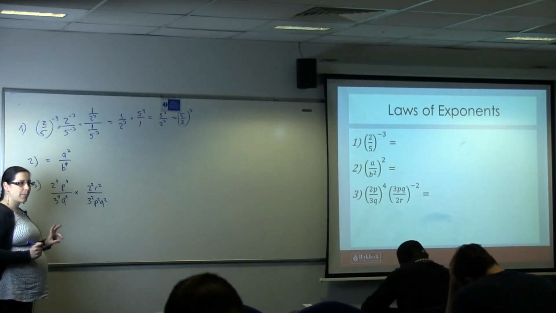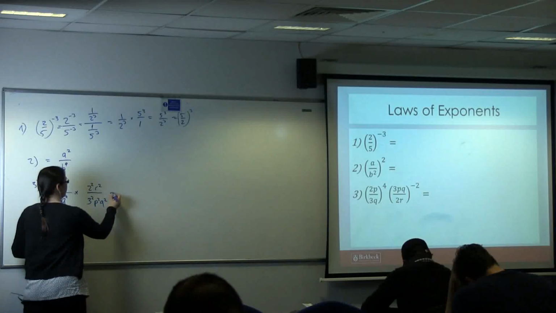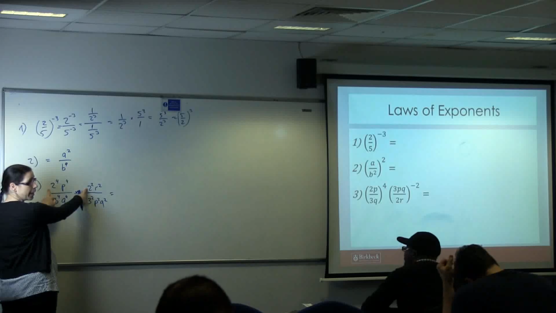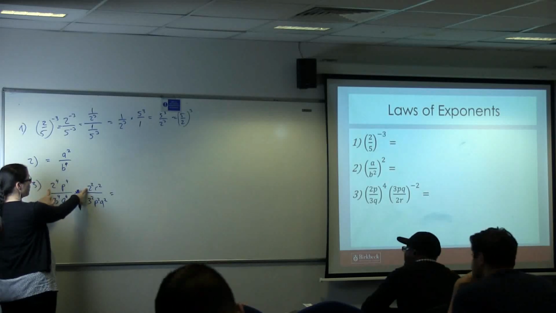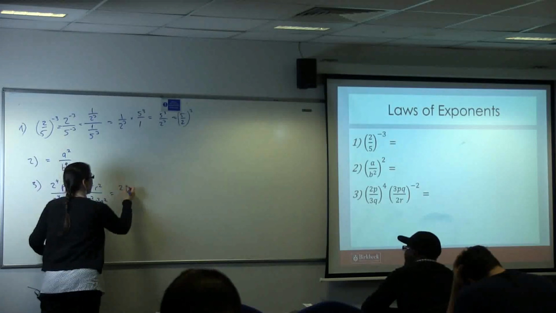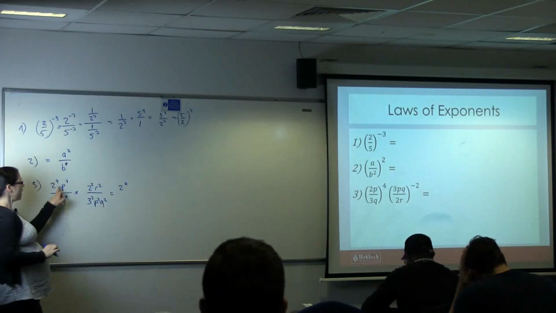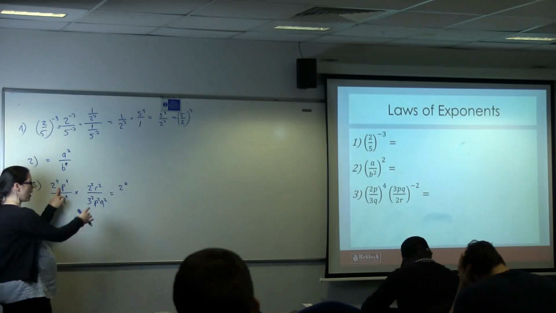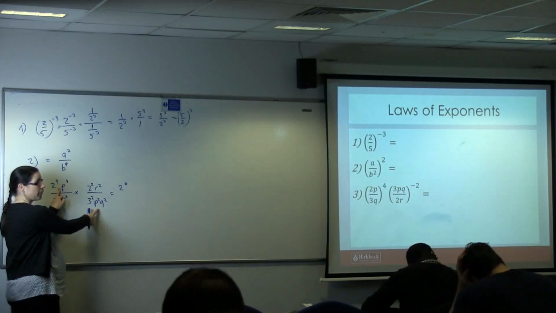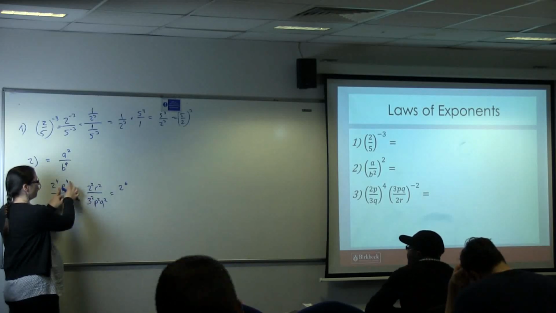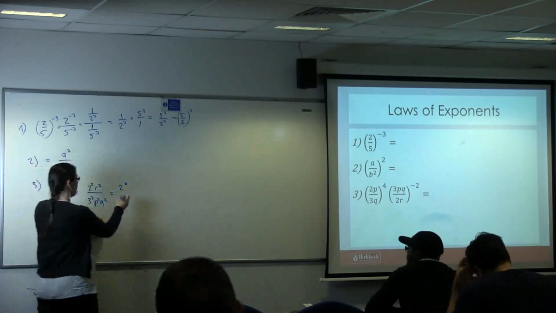Now, can I cancel them by anything? Well, 2 and 2 are in the numerator, same base, so I can raise them together to the 6th power, because 2 plus 4 makes 6. P is in the numerator, but is also in the denominator. So I need to take the difference of these powers, that will be 4 minus 2 gives me 2.